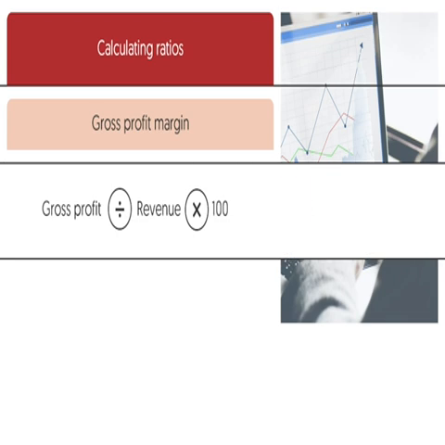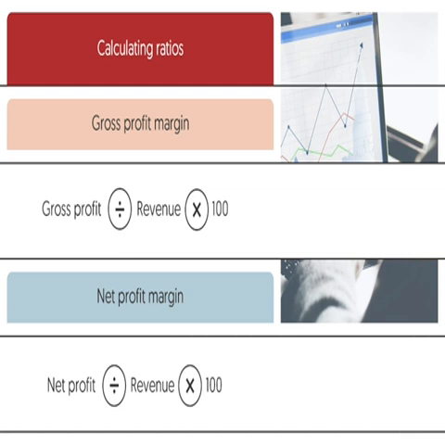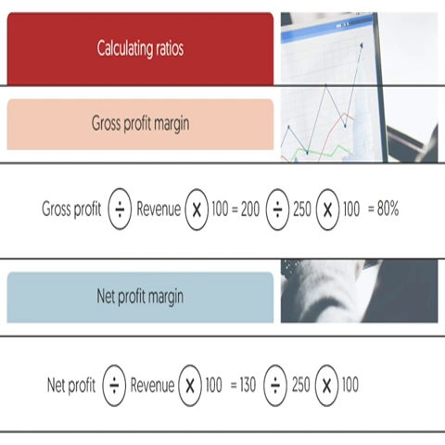To calculate the ratios, you need to know the correct formulas. The gross profit margin is gross profit divided by revenue times 100, and the net profit margin is net profit divided by revenue times 100. Looking at the previous example, the gross profit margin would be 200 divided by 250 times 100, which would be 80%. The net profit margin would be 130 divided by 250 times 100, which would be 52%.